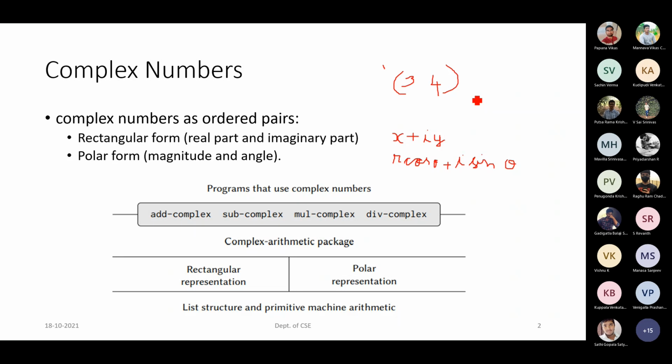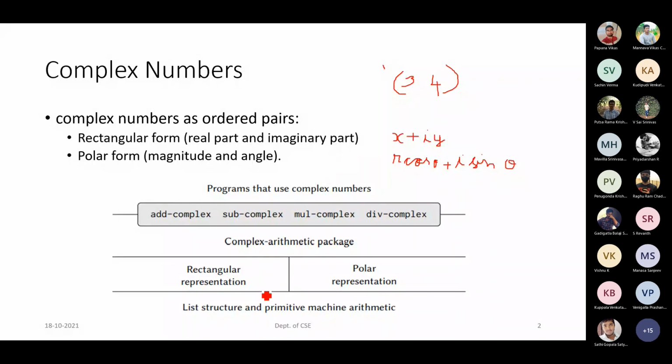So this is what we are going to discuss. If you are having any data which has multiple representations, then how do we define the procedures? What are the things which we have to take care of? Hope it is clear. So this is the abstraction part.